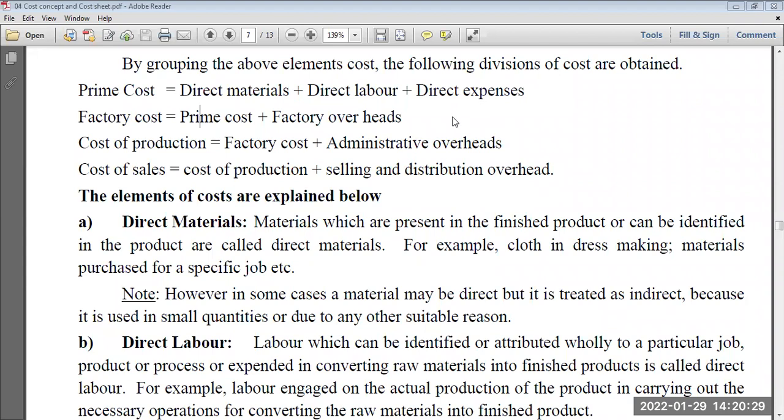So any expenditure which are indirect in nature that are occurred in factory or in the process of production, that's called factory overheads. Okay, so if you add those expenses with prime cost, you will get factory cost.